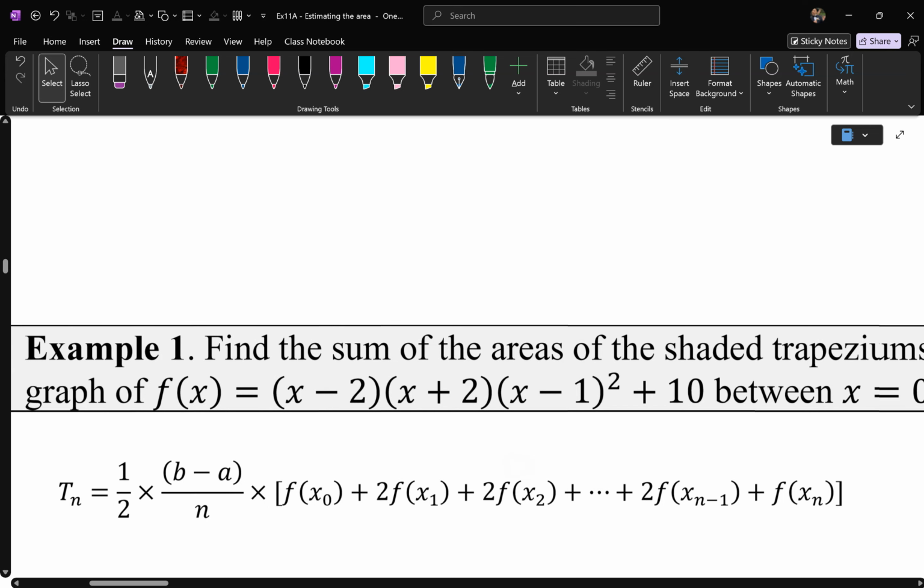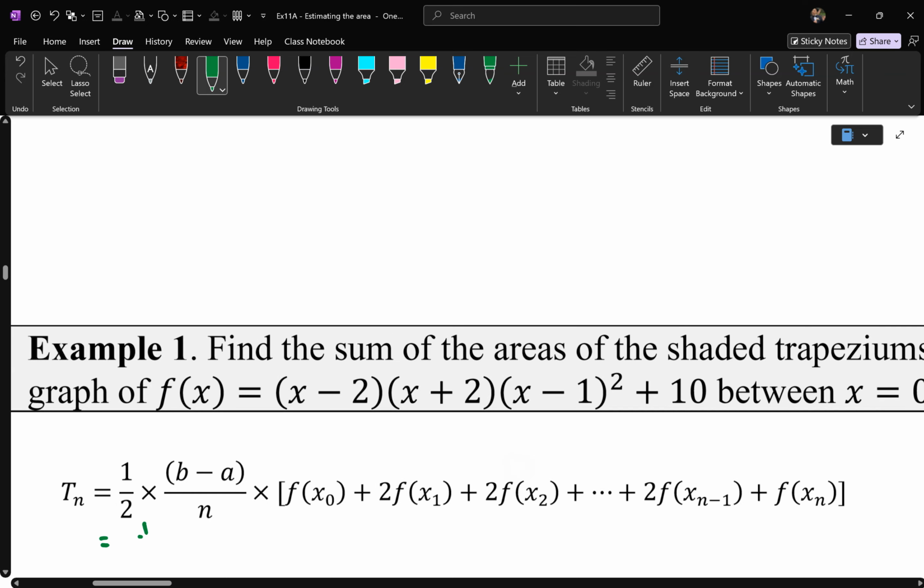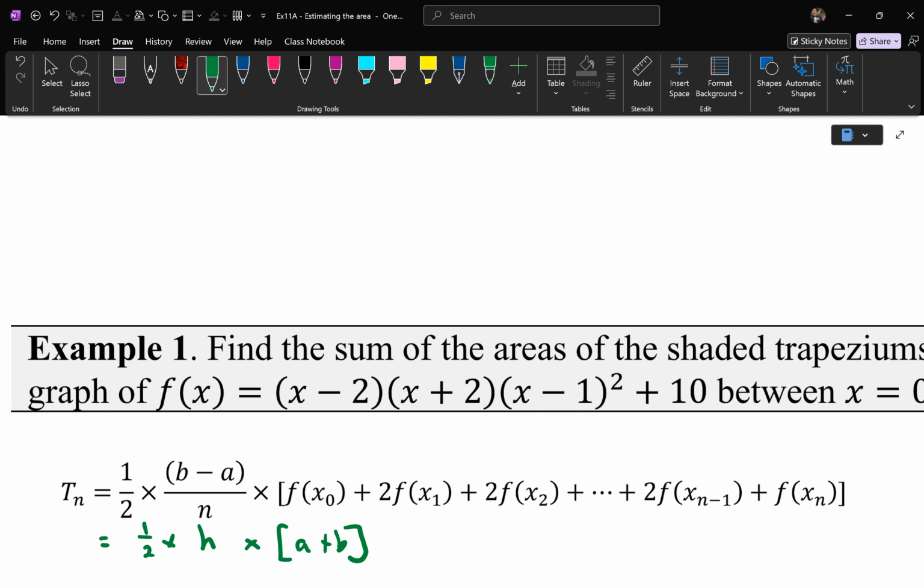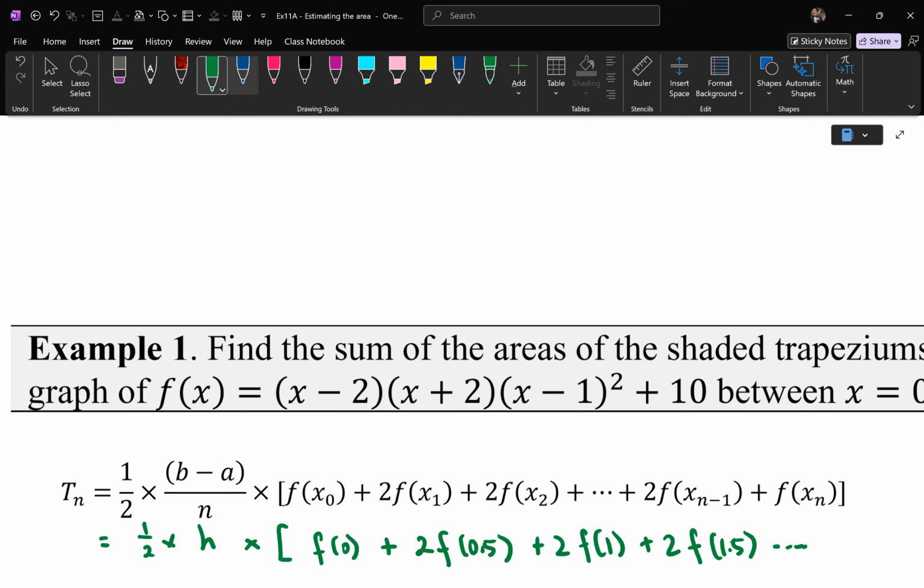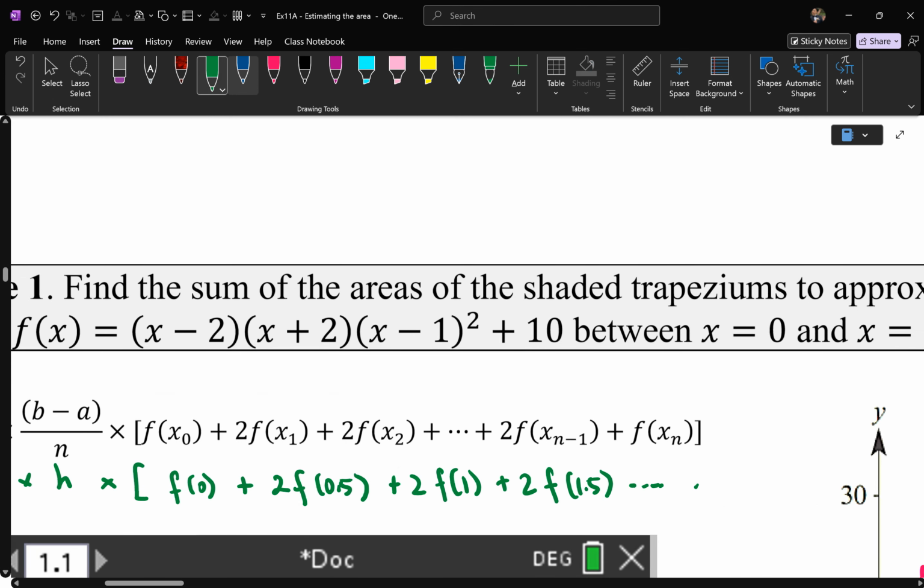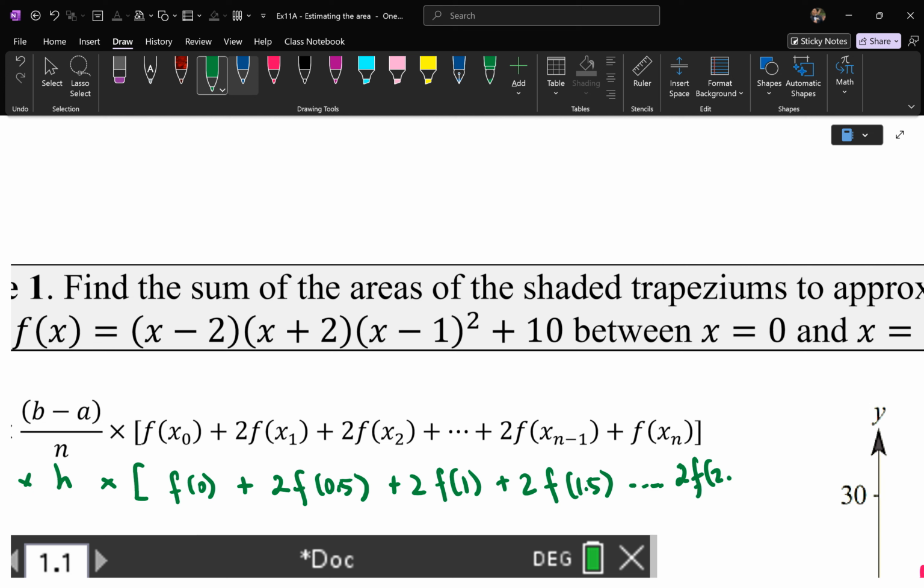Up here, we can actually follow the formula and say, well, it's half times the height, and this is your ABs, all the ABs put together. So you're finding, at the moment, f of 0 plus 2 times f of 0.5, because I know each width is half, plus 2 times f of 1, plus 2 times f of 1.5, all the way up until you get to the last one. I'll do the last two. So it should be 2 times f of 2.5 plus f of 3.